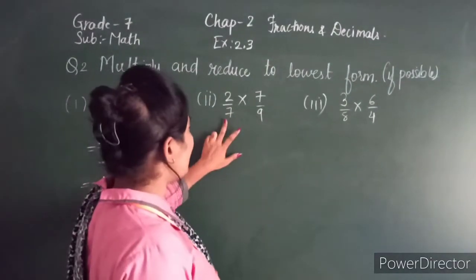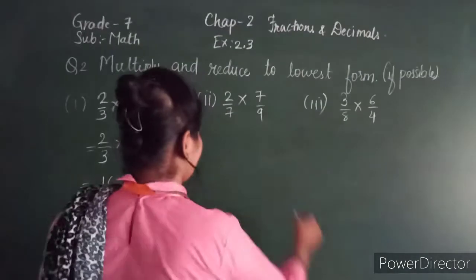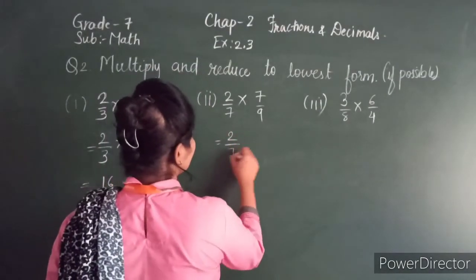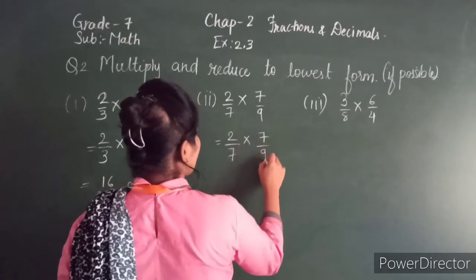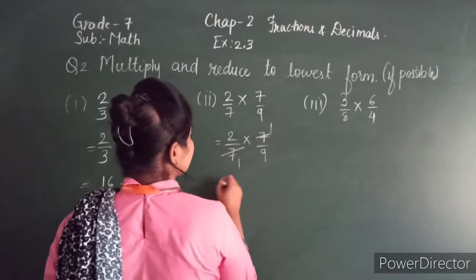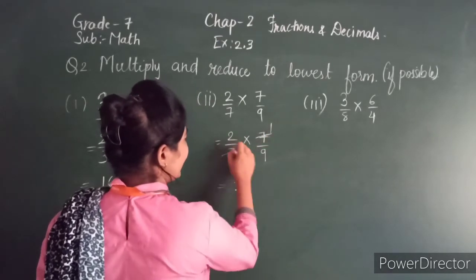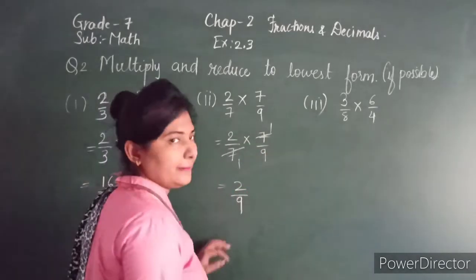Now next question, 2 upon 7 into 7 upon 9. So here we have to do cutting if possible. So here cutting is possible, 7 ones are 7 ones are. So it is 2 ones are 2 and here 1 9 that is 9.